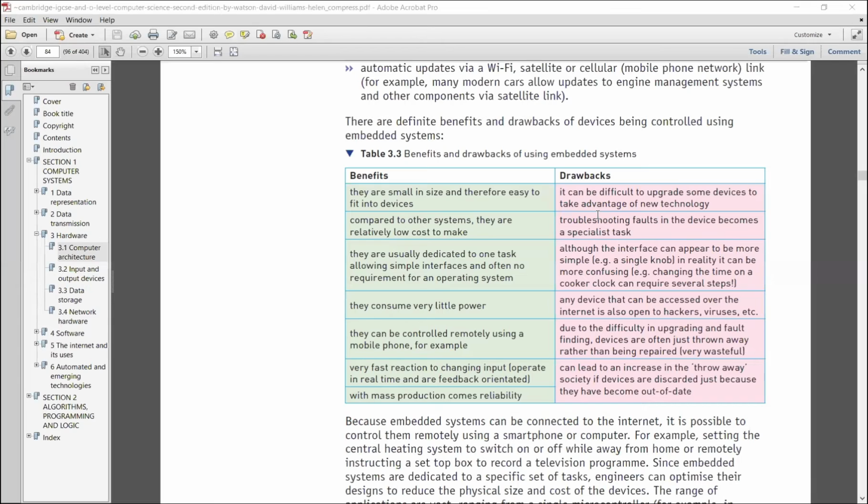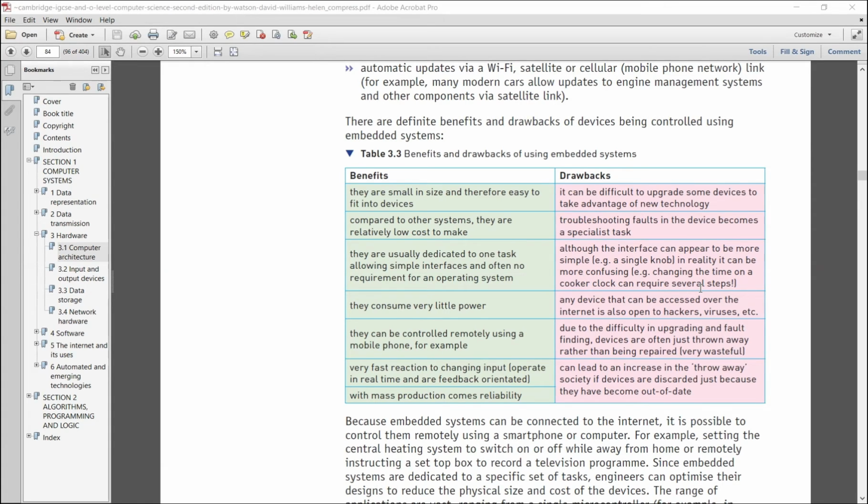Drawbacks: difficult to upgrade some devices to take advantage of new technology. Definitely, it's difficult to upgrade. Troubleshooting faults in the device becomes a specialist task. It's not easy to troubleshoot where the problem has occurred, in case it has occurred. Although the interface can appear to be simpler, for example a simple knob, in reality it can be more confusing. For example, changing the time on a cooker clock can require several steps.